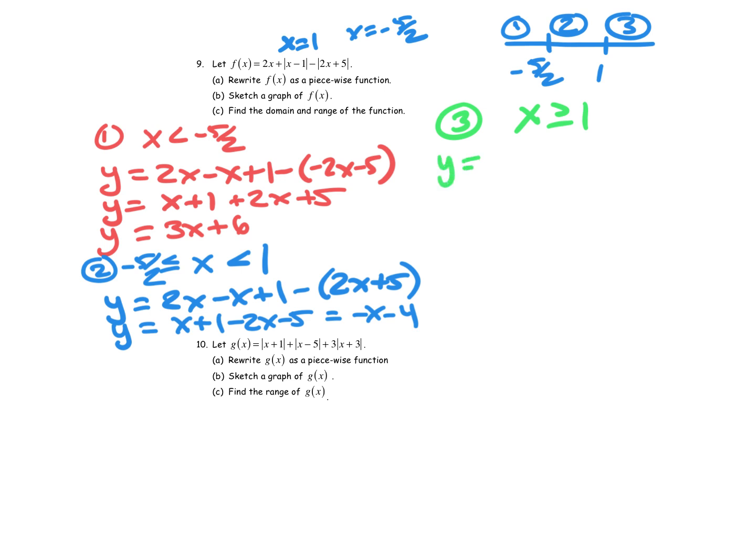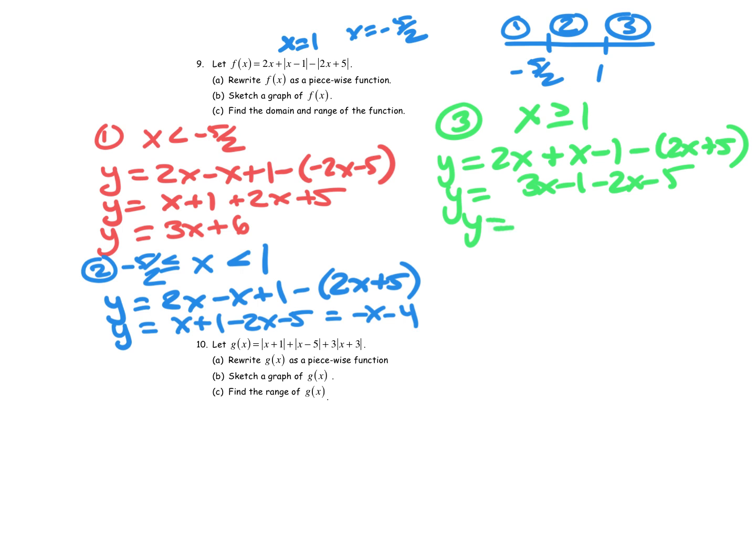Again, y equals 2x isn't changing that part. If I think of plugging in something like 2, that would make x minus 1 positive, so we're not changing that at all. And it would still make the 2x plus 5 positive. So again, same deal there. It's just staying as 2x plus 5. So distributing, we get 3x minus 1 minus 2x minus 5, or in other words, this will equal x minus 6.